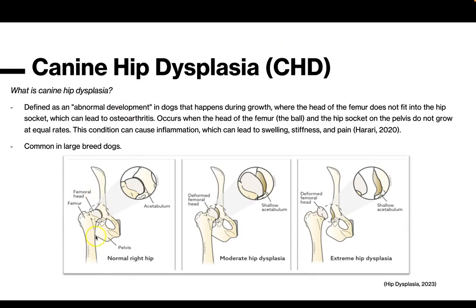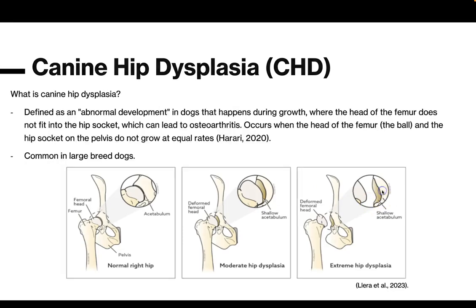This diagram will show you what a normal hip looks like, what the moderate stage of hip dysplasia looks like, and then extreme hip dysplasia. And as you can see, you have a deformed femoral head, and the hip socket is deformed as well.